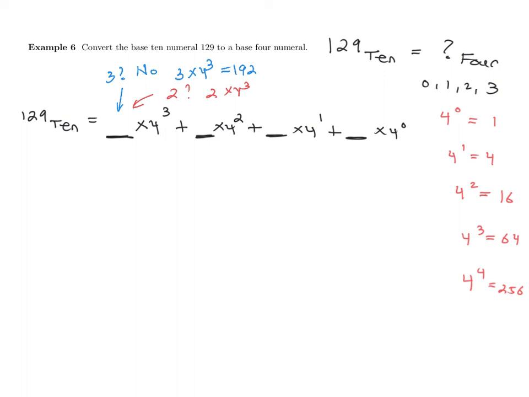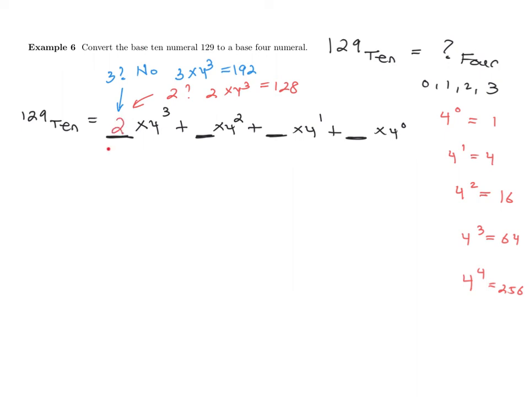That's 128. That's very close. But here's what we figured out. Some digit has to go here. You can't use 3 because it actually moved us past this number, but you can use 2. In fact, it gets us very close. So I'm going to put a 2 here.